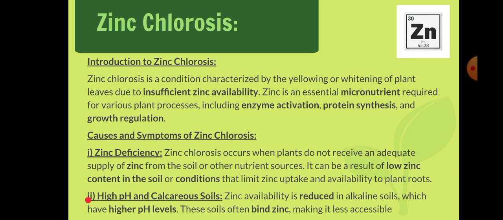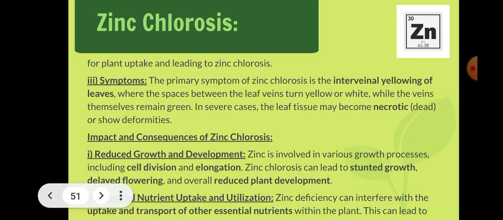The second one is high pH. Zinc availability is reduced when the soil is alkaline, in which the pH is very high, and these soils often bind to zinc and make it less accessible for the plant to uptake, and it can lead to zinc chlorosis.